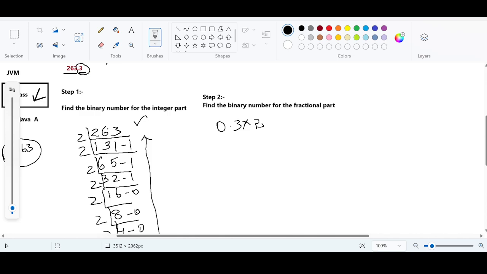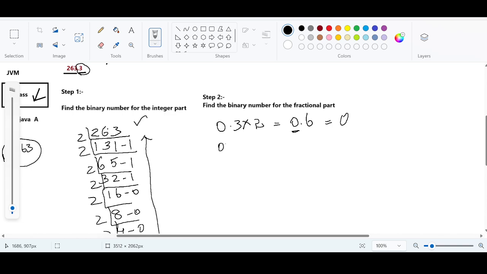When you do 0.3 into 2, you get 0.6. Now focus here. You have to collect the integer part. After getting the answer, you collect only the integer part, which is 0 here. Should we stop here? No, we have to continue multiplying it by 2. Until when? That we'll understand.